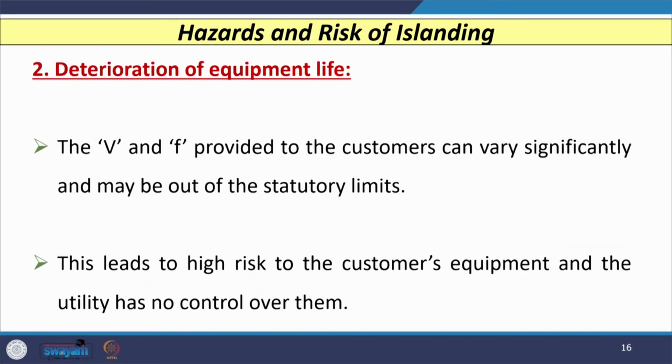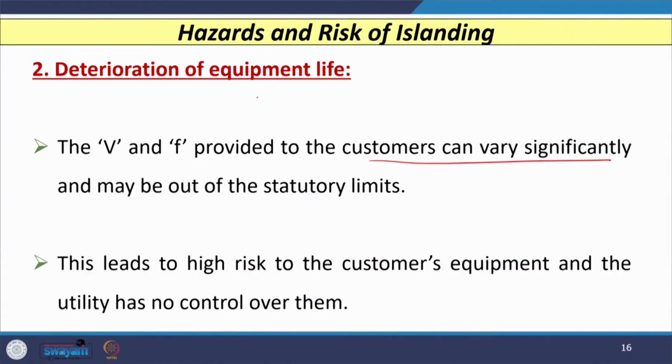Second is the deterioration of life of the equipment. As I told you, V and F both are uncontrolled. Whatever equipment is connected by the customers or consumers, it operates within a certain limit of voltage and frequency. If those limits are violated, then definitely the life of this equipment is going to be deteriorated. So, this leads to high risk to the consumer's equipment, and the utility has no control over this situation.